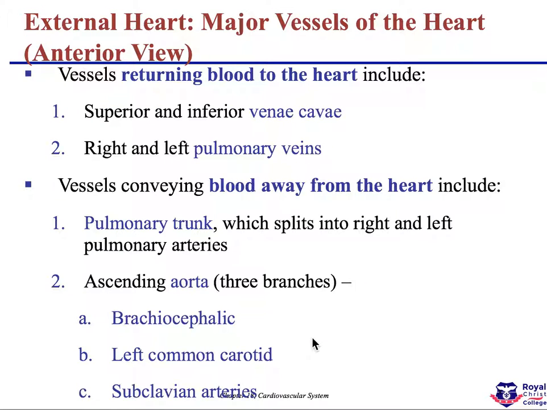So the external heart, major vessels of the heart. Vessels returning blood to the heart means blood from the body to the heart. So these ones are veins because they carry deoxygenated blood. And there are the superior and inferior vena cava, and you have the right and left pulmonary veins.